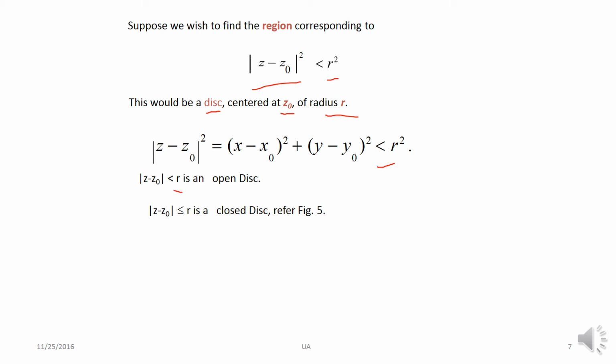When mod z minus z0 is less than r, it is an open disk, which means we won't be considering the boundary of the circle in the figure or in the region. And when mod z minus z0 is less than or equal to r, it is a closed disk. So we will be considering the boundary, that is the circumference of the circle, also in the region, along with the region inside that circumference.